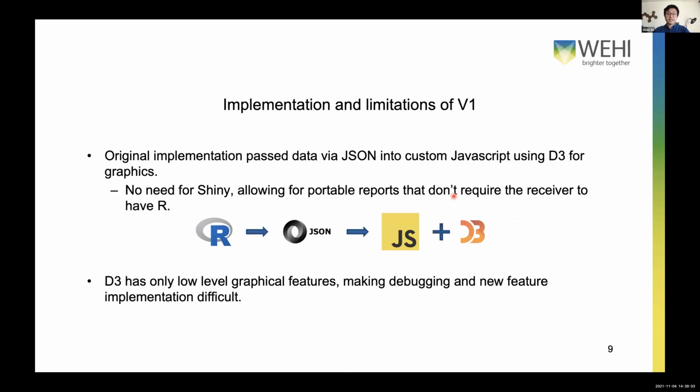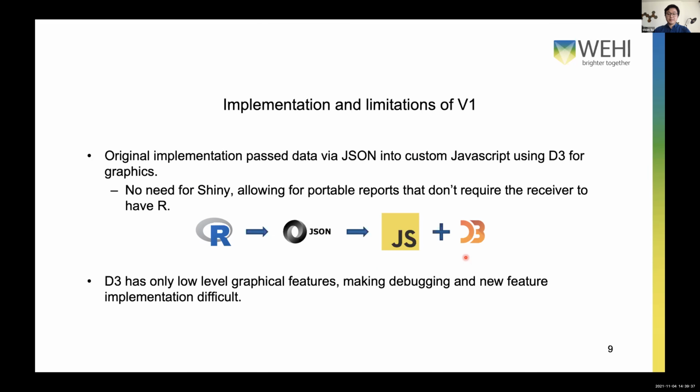And so the original implementation of this used the D3 library from JavaScript. And we took the data from R and we exported it as a JSON object, which then we injected into this template JavaScript HTML page that used D3 for the plotting. And unfortunately, at the time, there wasn't really that much better available. These days, there's many more libraries, which motivated the rewrite that I'll show you.